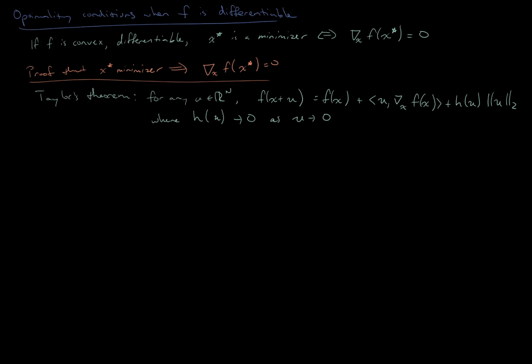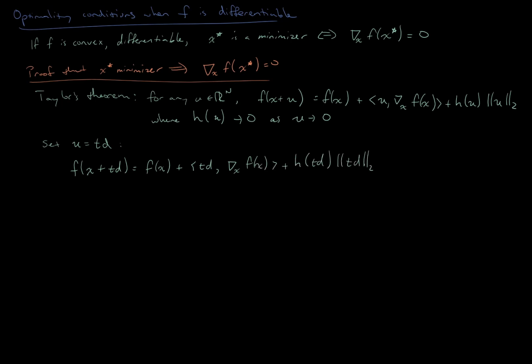All right, so we're going to use this fact, and we're going to set u to be equal to some scalar t, so t is just a real number, times d, and I think of d as being some direction. And we're going to look at f of x plus t times d. And so if we just plug in t times d for u throughout this expression from Taylor's theorem, we have this.